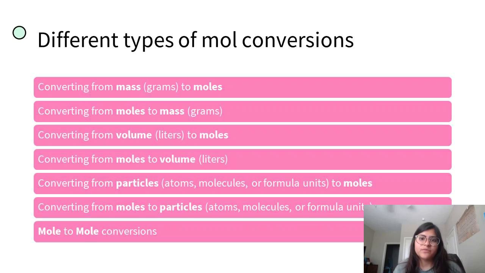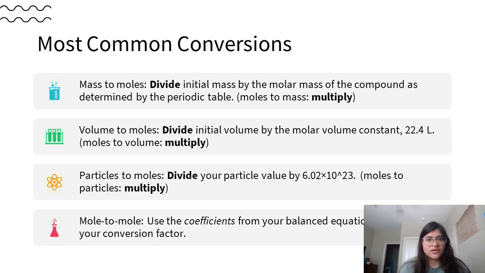The different types of mole conversions are converting from mass to moles to mass, volume to moles to volume, particles to moles to particles, and mole to mole. Another of the most common conversions are mass to moles, volume to moles, particles to moles, and moles to moles.